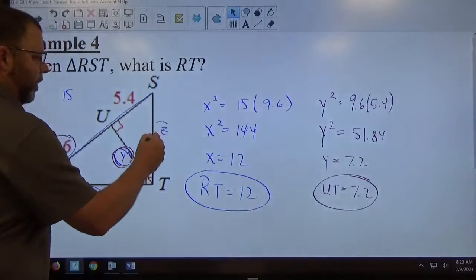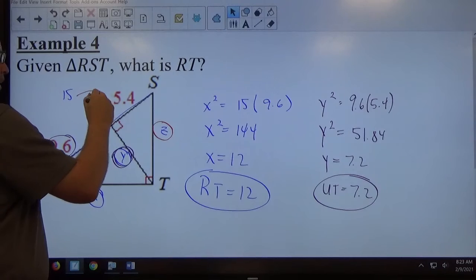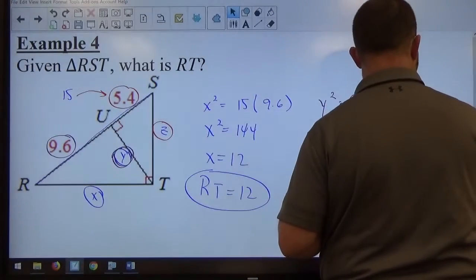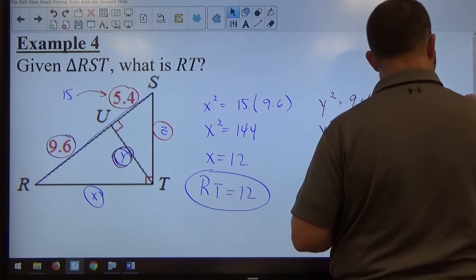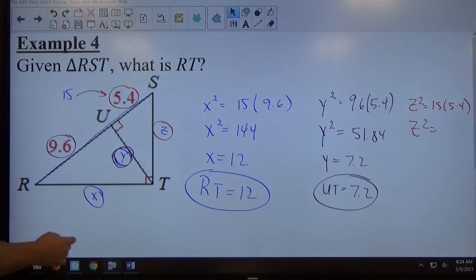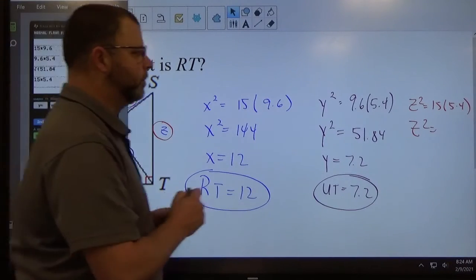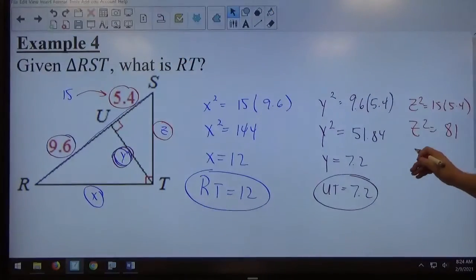If we wanted to find out what Z equals, it's the entire thing, which is 15, times the piece closest to Z, which is 5.4. So Z squared equals 15 times 5.4. Our calculator says 15 times 5.4 equals 81. So Z squared is 81, that means Z equals 9, and Z represents ST, so ST is 9.